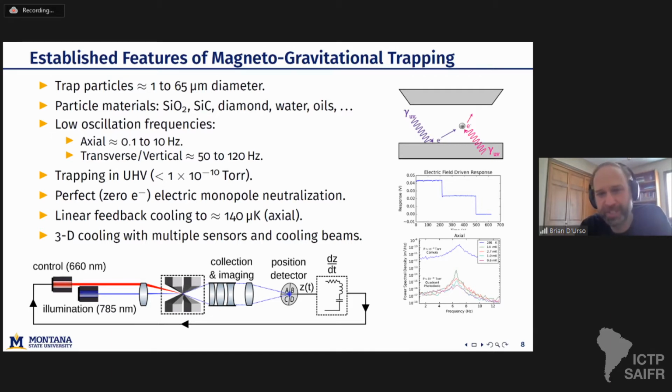We've trapped diamond. We can trap water. Of course, it evaporates in vacuum. Oils, we've actually found some oils that hang around for quite a long time, even under high vacuum. So all materials like that work.